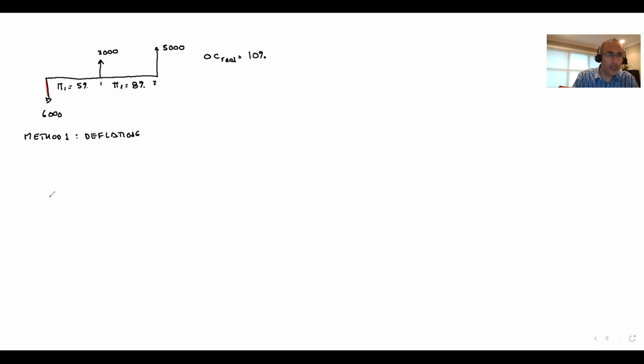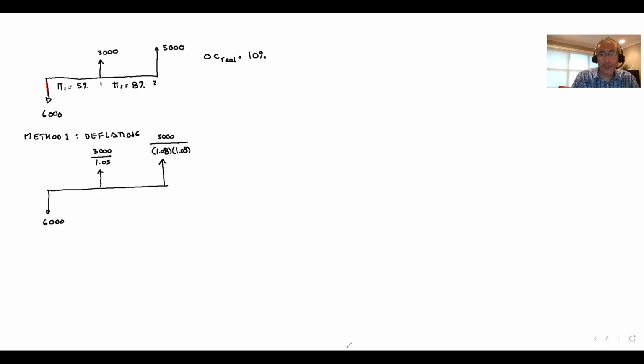And deflating means simply, okay, so my $6,000 are here. What I need to do is move this money. This number is going to be $3,000 divided by 1.05. And this number here is going to be $5,000 deflated one period, 1.08, and deflated another period, 1.03. The order doesn't matter because it's a multiplication, but 1.05. I'm simply deflating this one here and deflating here.